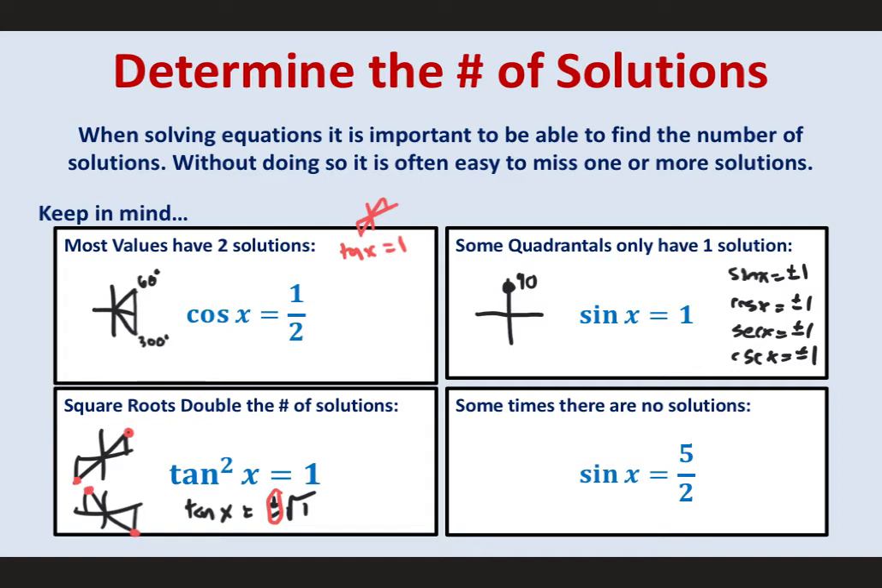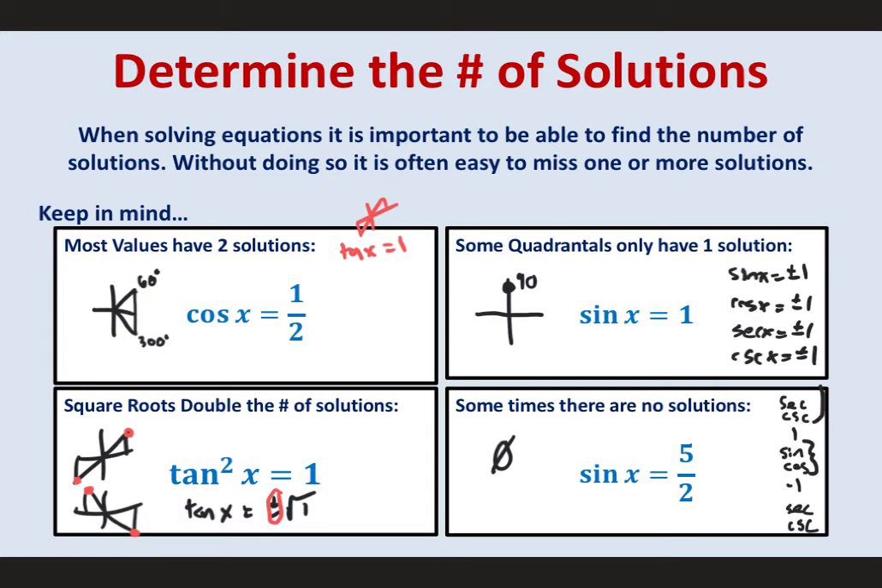And then one last thing to keep in mind is that sometimes there's no solutions, right? So sine of x can never be 5/2. So this is a no solution situation. The best way I think to remember it is remembering this little image here: 1 and -1. Sine and cosine need to be between 1 and -1, whereas secant and cosecant need to be above 1 or below -1.